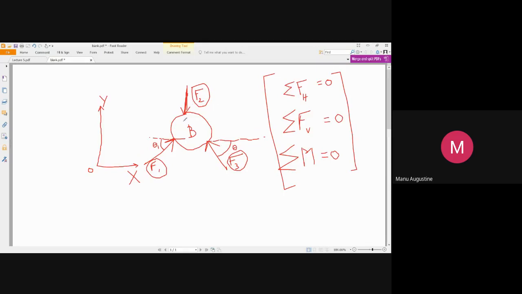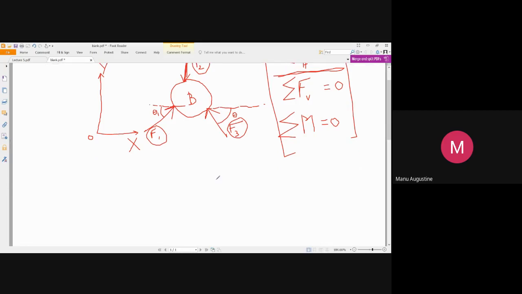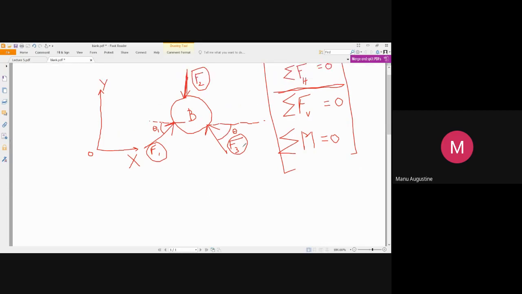So let us analyze this body. What does it mean if I say that the summation of all the horizontal components must be equal to 0? There are three forces. Out of these three forces, two forces are inclined. One force, F2, is acting purely vertical, or let us say it is acting parallel to the general y-axis. So what you have to do in such cases is, whichever inclined force you encounter, immediately resolve it into its horizontal and vertical components.